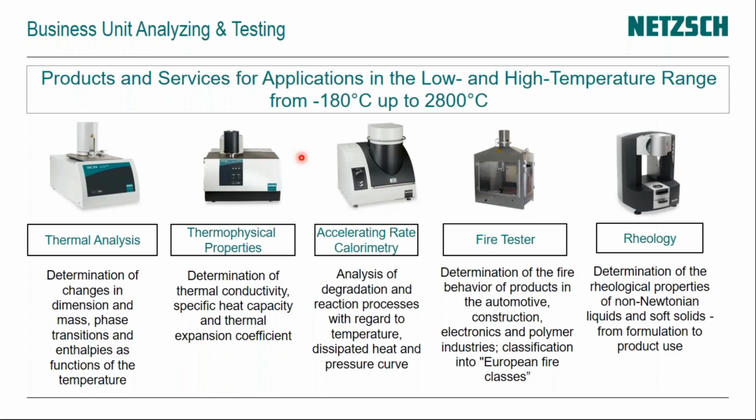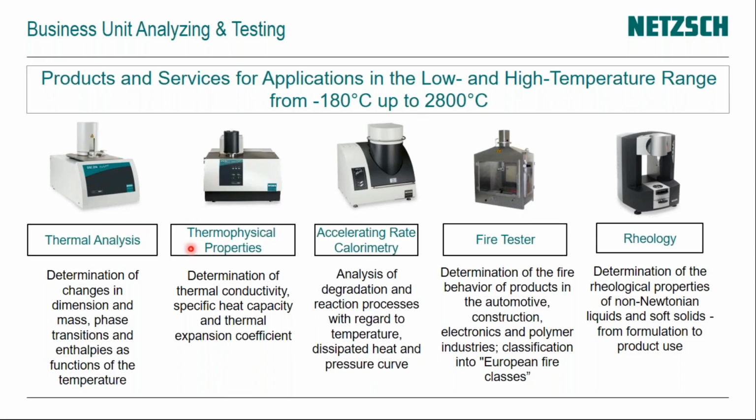About the products and services of NETZSCH analyzing and testing, we cover a wide range of products which caters to a wide range of temperature. As you can see here, from minus 180 degrees up to 2800 degrees Celsius. And that is the USP of NETZSCH. We have solutions for high temperature applications, mainly for the characterization of metals, alloys, ceramics, which are used in the defense sector or space research, wherein you work at very high temperatures. But we are not going to discuss the high temperature today. We are here to discuss the low temperature DSC.